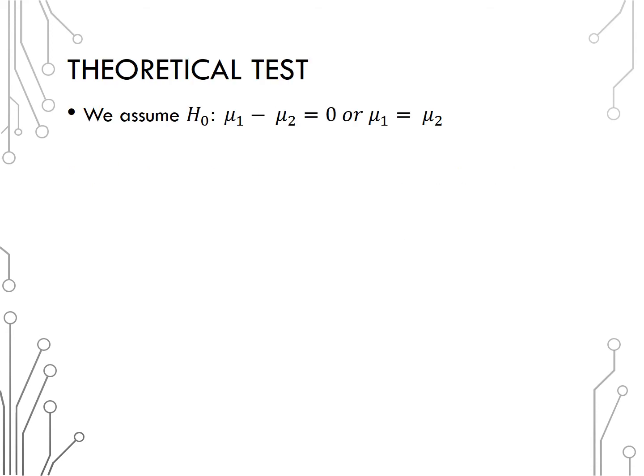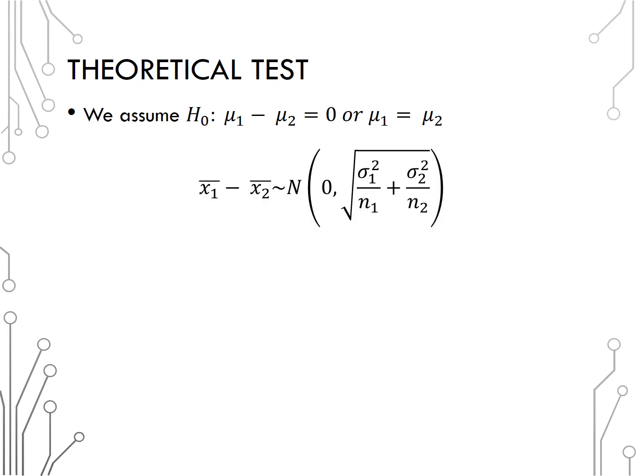As always in a hypothesis test, we will assume the null hypothesis is true, or that mu 1 is equal to mu 2 in this situation. With that assumption in hand, we can simplify the distribution from the previous slide to saying that the difference in sample means under the null hypothesis will be normally distributed, centered at 0, with standard deviation root sigma 1 squared over n1 plus sigma 2 squared over n2.